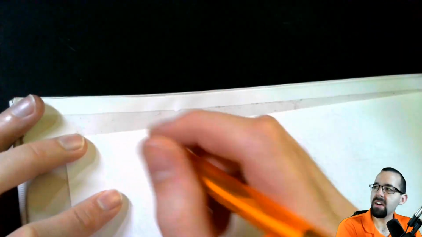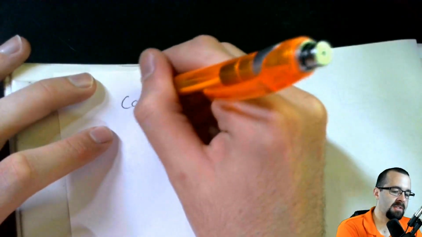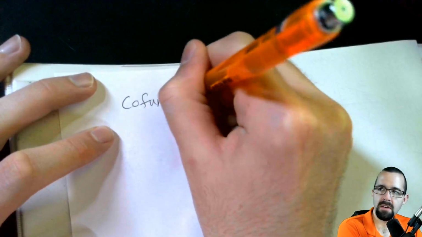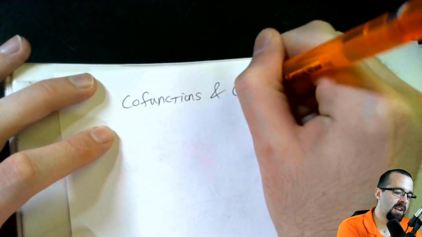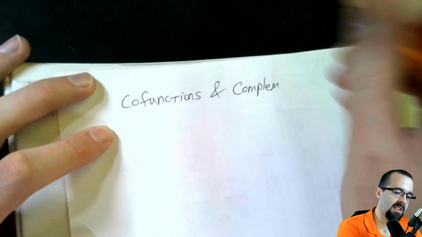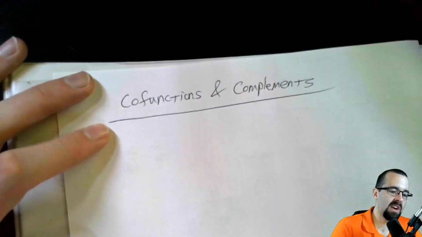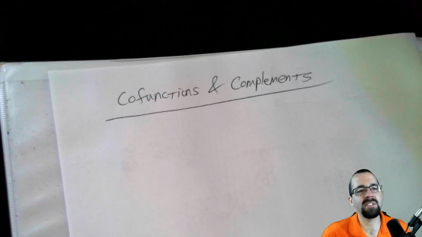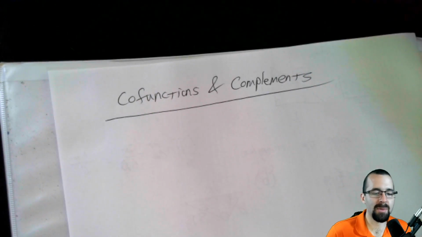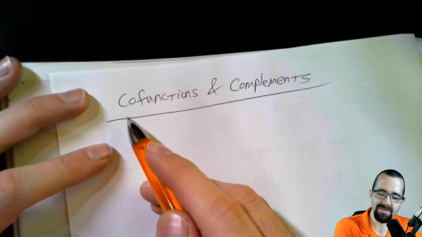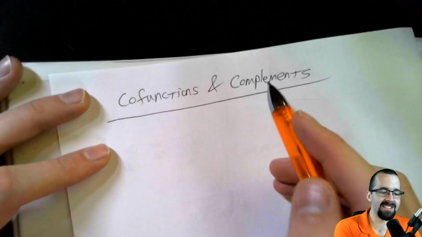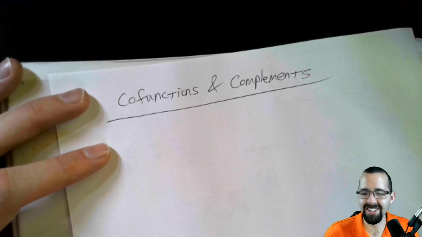So let's talk a bit about cofunctions and complements. And no, I'm not talking about saying that you look good in that shirt. These are the other kinds of complements. Something that complements, like complementary colors, for example. Well, not entirely like that, but that's the right spelling of complement at the very least.